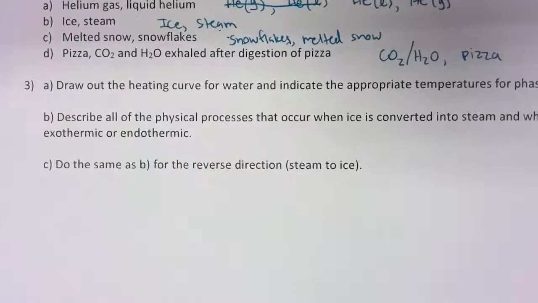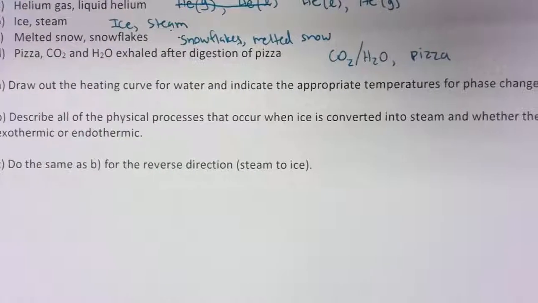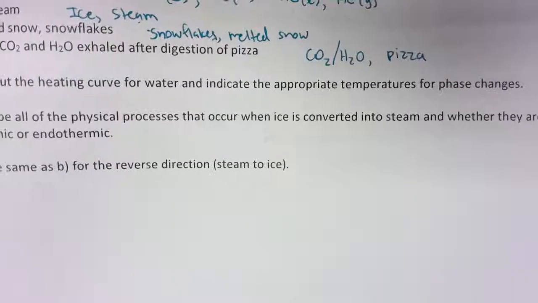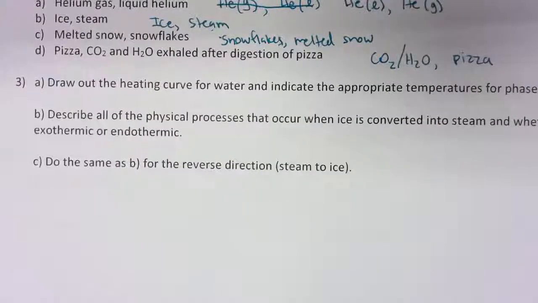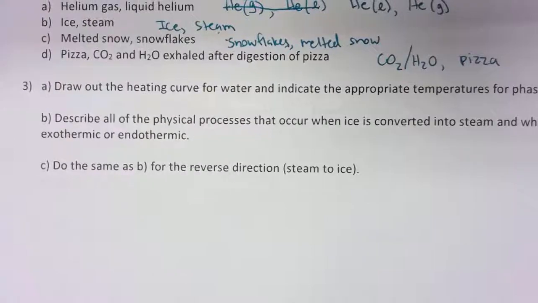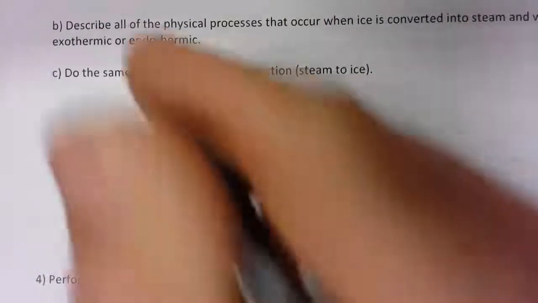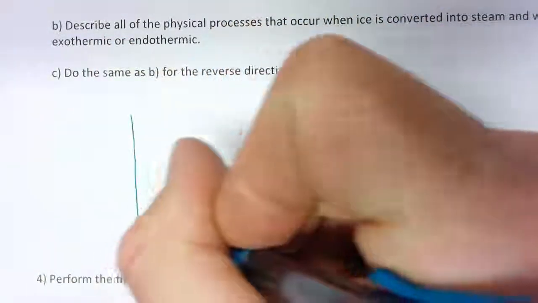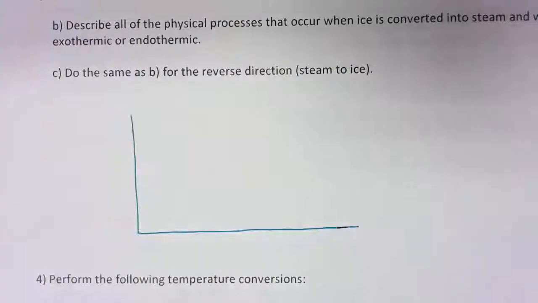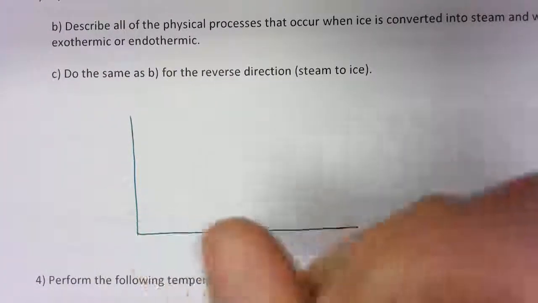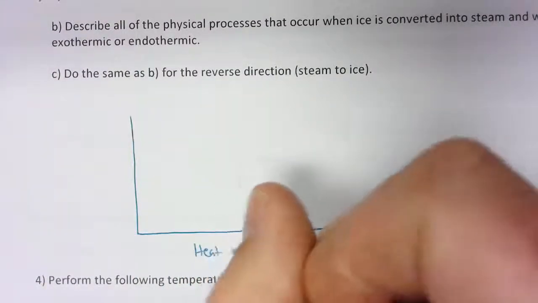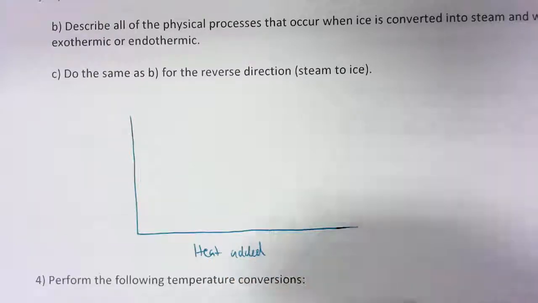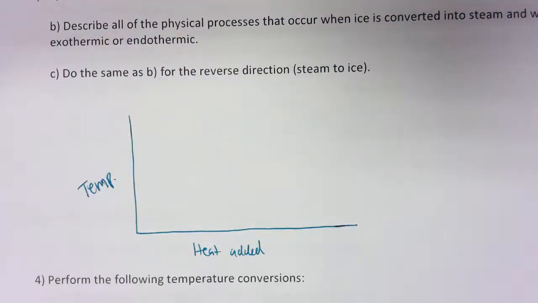Number 3. Draw a heating curve for water and indicate the appropriate temperatures for phase changes. So that's A. Let's go ahead and do that one. Down here we have heat added on the x-axis, and up here we have temperature. It doesn't matter what the scale is.